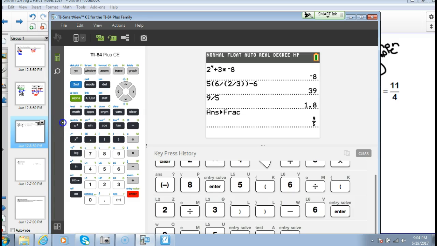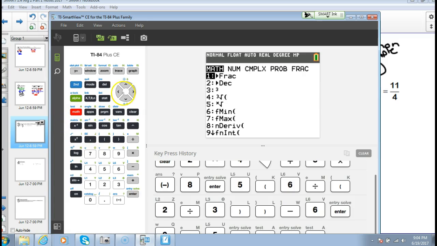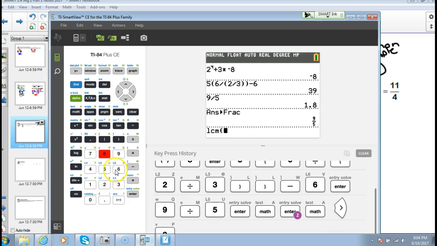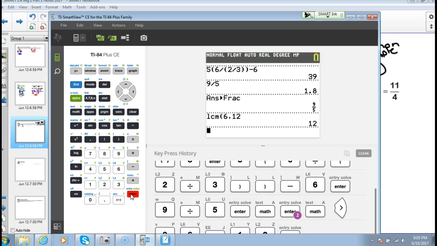Sorry, I had my ink. All right, math, and then go over to number. There's like multi-menus within the menu, and then down to number 8 here. It says LCM, and then I typed 6, comma, 12. Your calculator will tell you the least possible number that is a common multiple of 6 and 12.